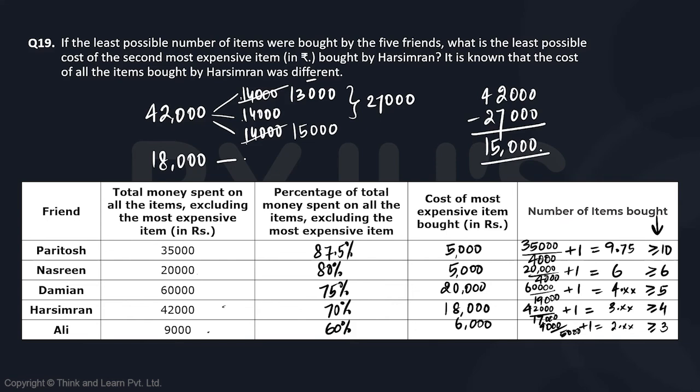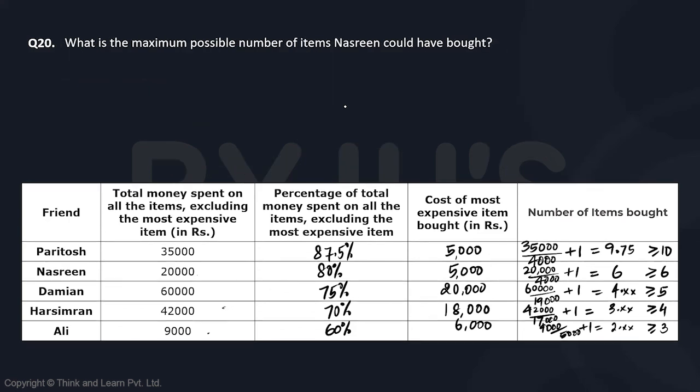Because the total cost is 42,000. If you get rid of the 2 least expensive, then you get the most expensive among the 3. But remember, this is the most expensive among the 3. 18,000 is already the most expensive one. This is the second most expensive, right? So we can see 15,000, or you can take the total and subtract the sum of the cost of the least 2 expensive items. It's the same thing. Question number 20.